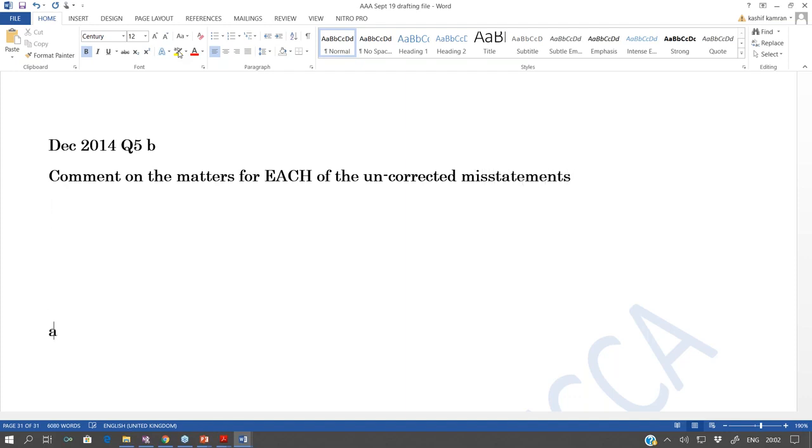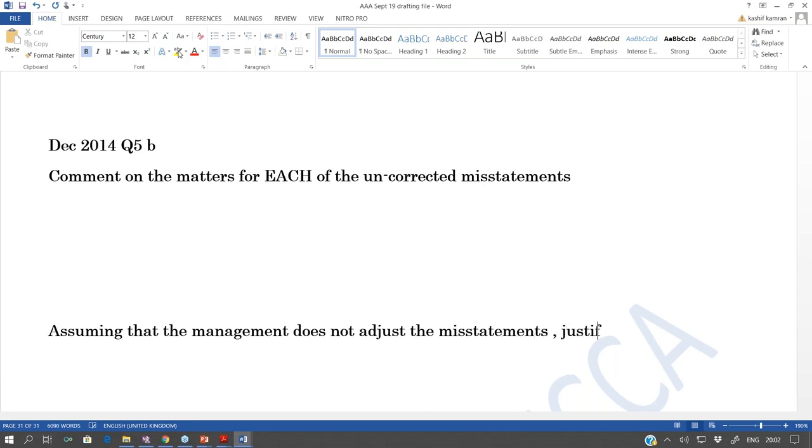And then it says, assuming that the management does not adjust the misstatements, justify an opinion and the impact on the report. And we had 4 marks for this, and we had 9 marks for this, right?